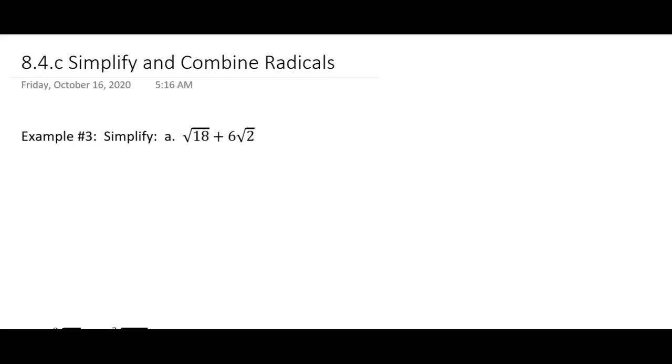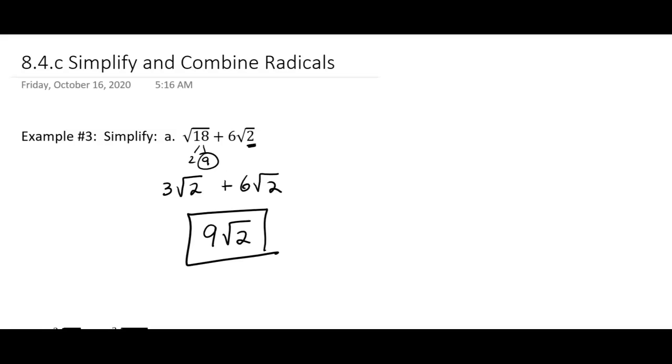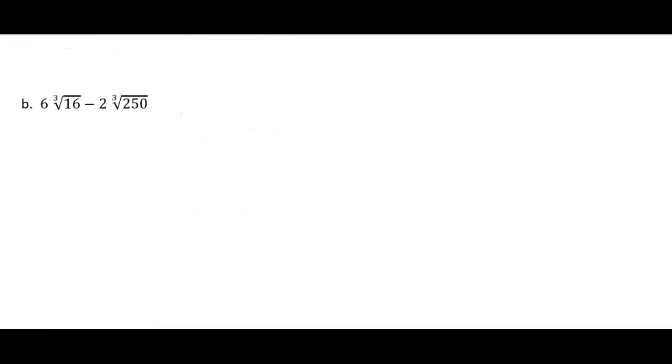So the 18 breaks into 2 times 9. But I can take the square root of 9, which makes it 3 times the square root of 2, plus this square root of 2, that's prime, it's not going to break down, so 6 square root 2. Okay, now we look at the problem and we say, oh, we've got like radicals, yay. So 3 square root 2 plus 6 square root 2, that's going to be 9 square root 2. And we're done. So we have to simplify first, then combine.